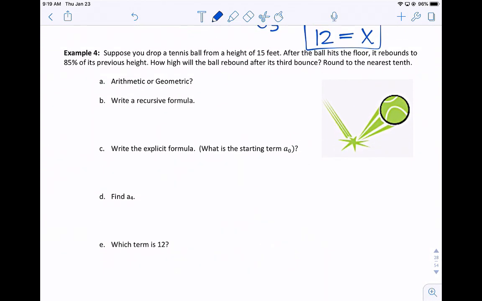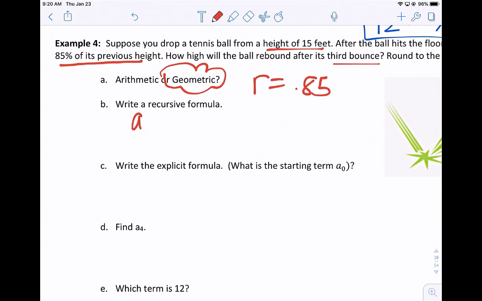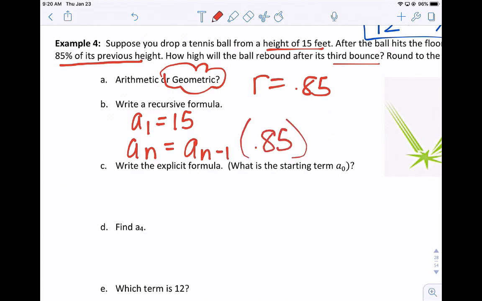Suppose you drop a tennis ball from a height of 15 feet. After the ball hits the floor, it rebounds to 85% of its previous height. How high will the ball rebound after its third bounce? All right, so if you take a look at this, it's multiplying by 0.85 every time, and so that is geometric with a common ratio of 0.85. So the recursive formula, we start with a rebound height of 15, and for every rebound after that, you take 85% of the previous rebound, and you can program that and figure out the third bounce. You would just type that in.